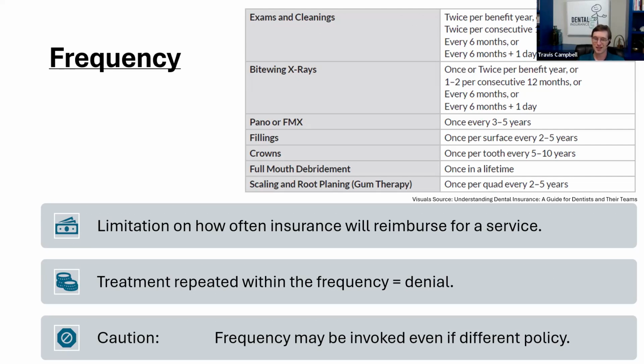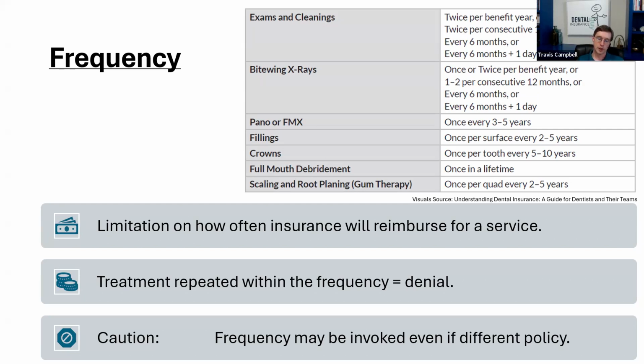So this is why the breakdown is important in getting the frequency info. Because, for instance, if you do a filling today and a year and a half later the filling needs to be replaced and it has a frequency of 2 years, insurance will not, no matter what you do, pay for that filling. So you need to bill the patient. And just as important, not bill the insurance company.